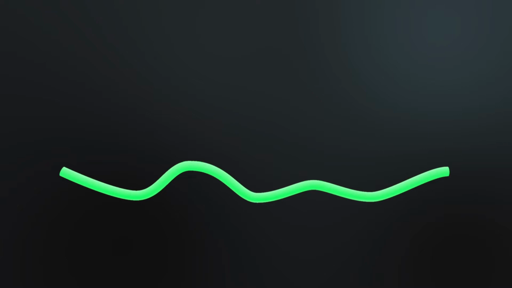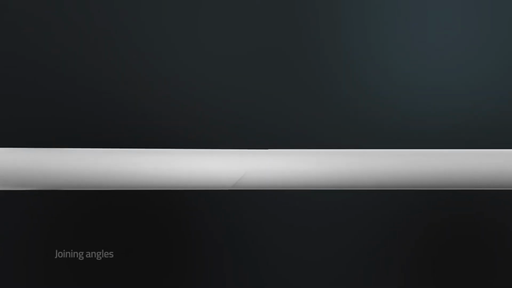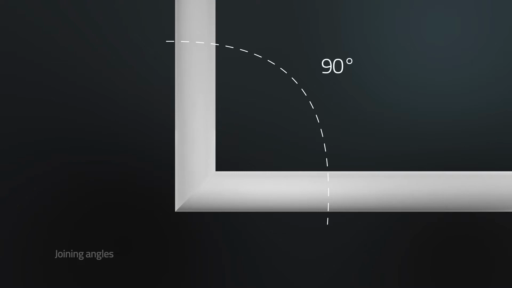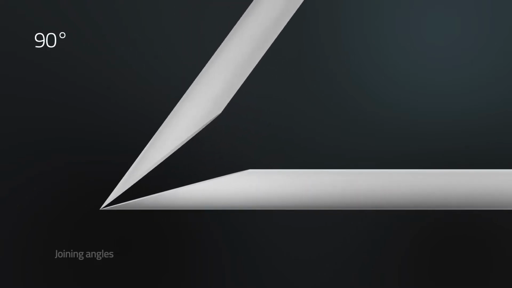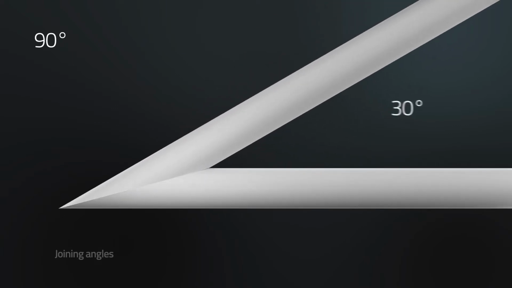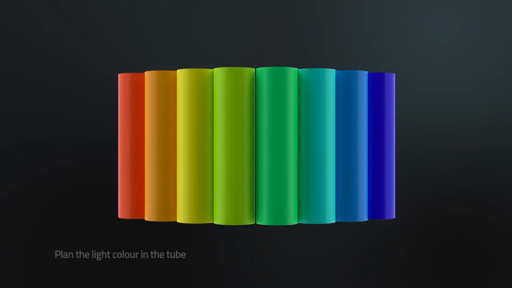In bending profiles projects, we suggest using an open profile due to its unlimited possibilities of bending in the production process. Discover the joining angles. The joining angle should not be lesser than 30%, as it could cause problems with full illumination of such a weld. Plan the light color in the tube. You may choose any color as well as apply graphics on the tube's surface.